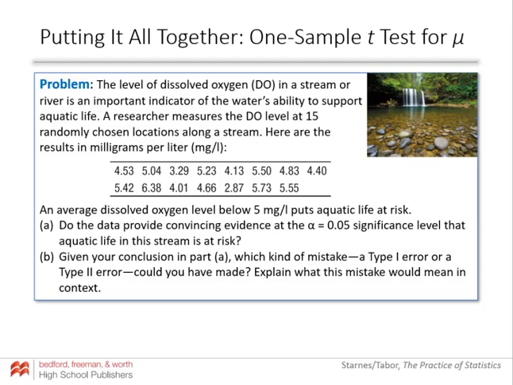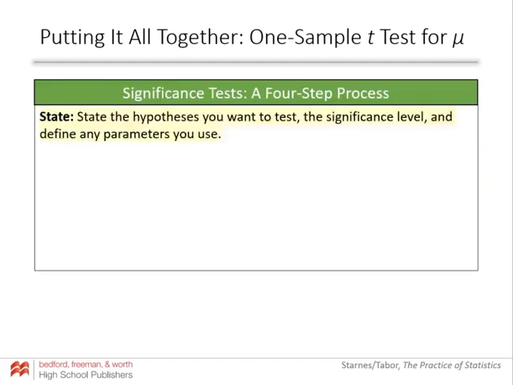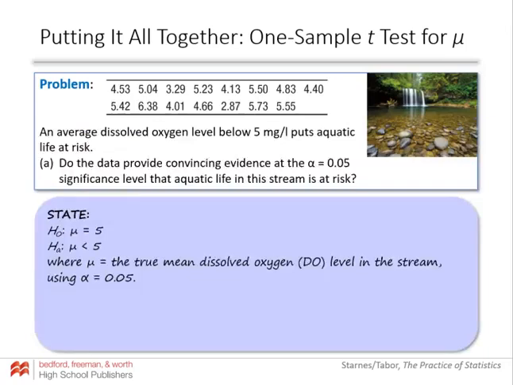All right, you can pause and read through this, but the process is going to be the same as in the last section. We're going to do our state, plan, do, conclude. Okay, so in the state part, we need to state our hypotheses. We need to identify the significance level and define any parameters. Okay, so in this case, our null hypothesis is that the mean is equal to 5. Our alternative is that it's less than 5. And then we have to make sure we define that the mean that we're talking about here is the dissolved oxygen level in the stream, and our significance level is 0.05.